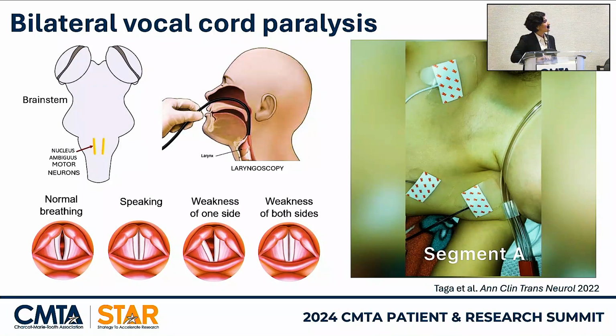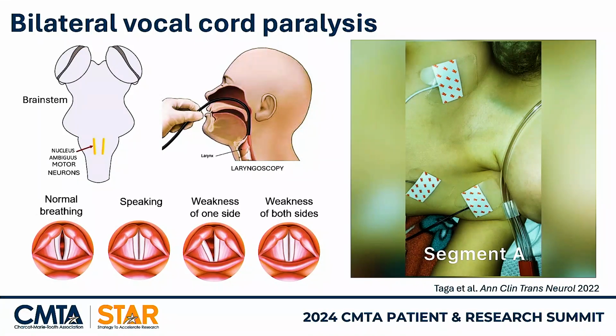Here, I'm going to show you an example of a little 2-year-old girl with TRPV4-related neuromuscular disease who's quite severely affected. She has significant weakness in her arms and legs, but she also has bilateral vocal cord paralysis, which means that her vocal folds, which typically should be moving in and out as we breathe and as we speak, are paralyzed because of this condition, and so she can't breathe well.